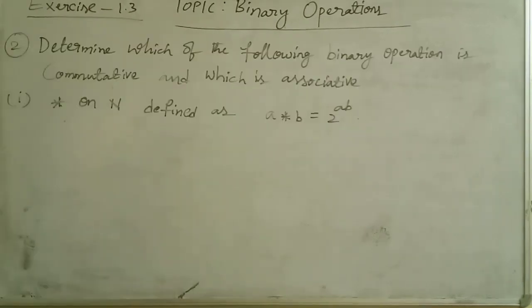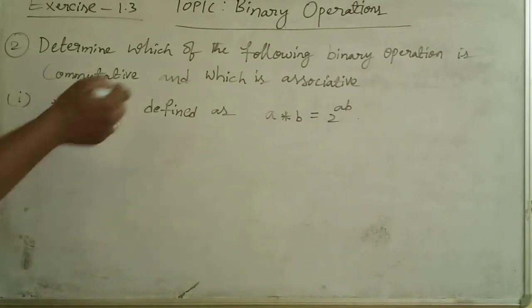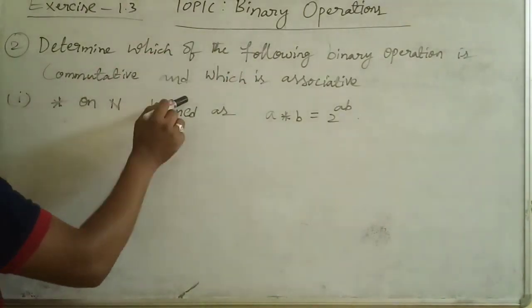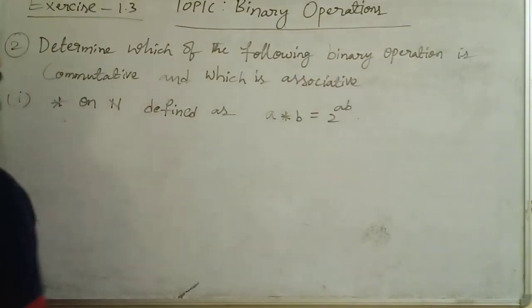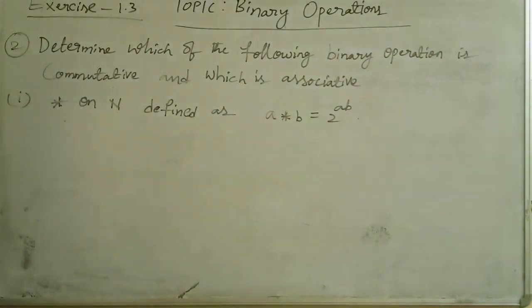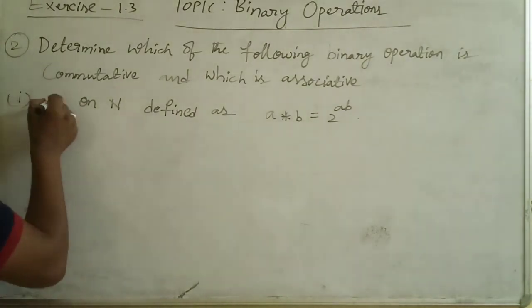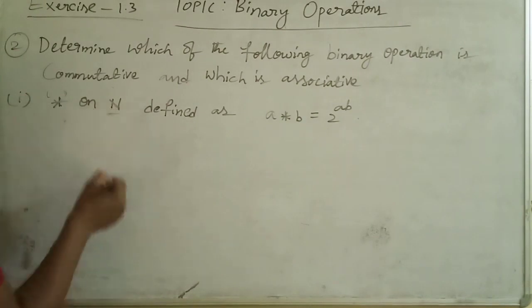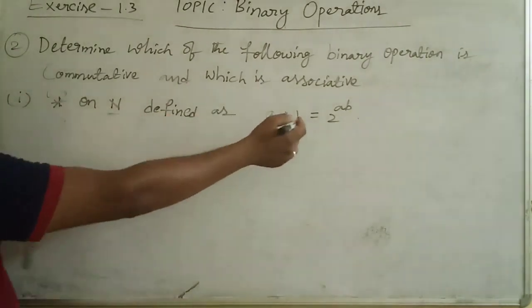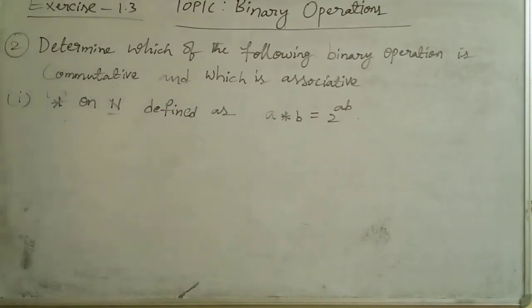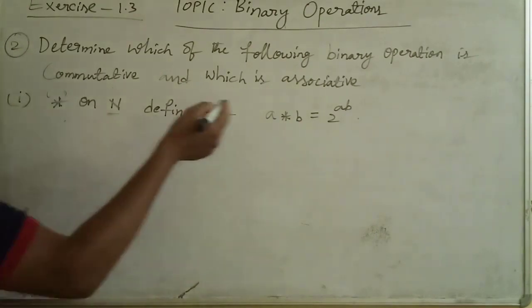All right, let's move on to the second question. Determine which of the following binary operations is commutative and which is associative. There are 5 problems in it, like your first problem. Now the first problem: star on N defined as A star B is equal to 2 power AB. Then we need to prove whether it is a binary operation or not. So how do we prove it?